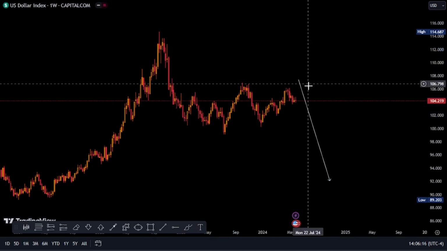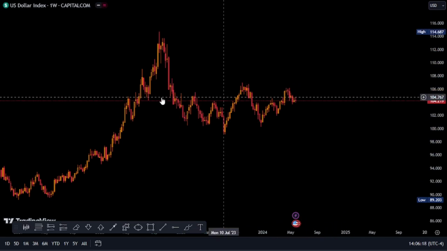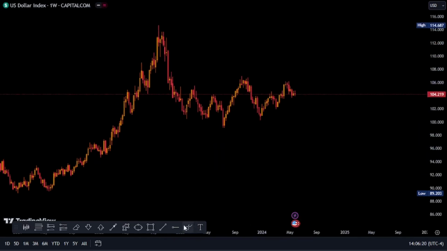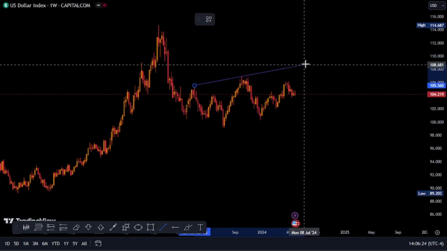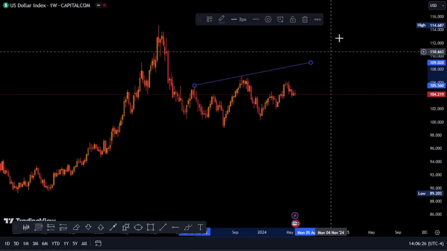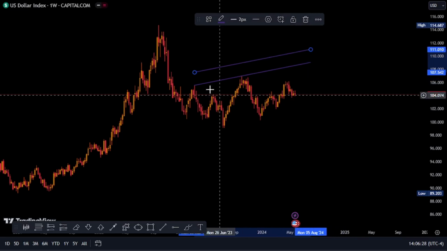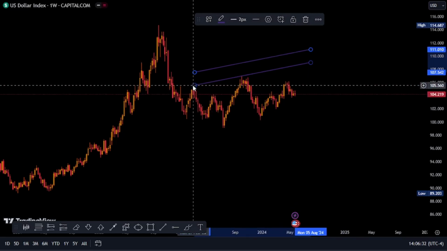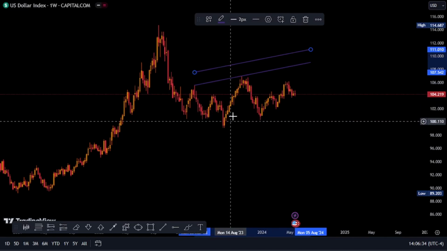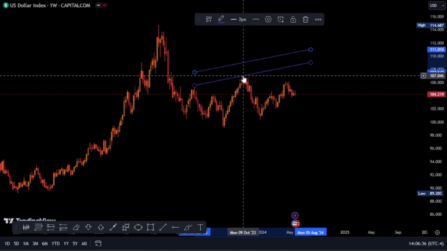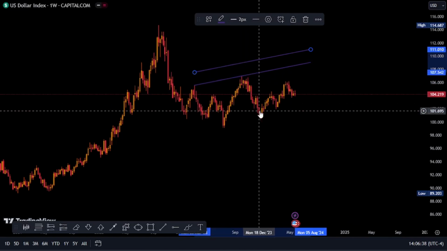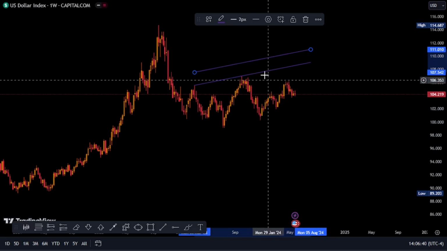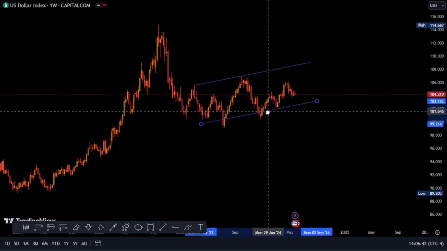Then let's delete this. Now that we know that we're in our corrective phase, we connect what? We connect these two highs. After connecting, these are the first two highs. There was this high, and then it came down to give us this low, and then it went to give us this second high before it came and gave us the second low. So that's how you connect it.